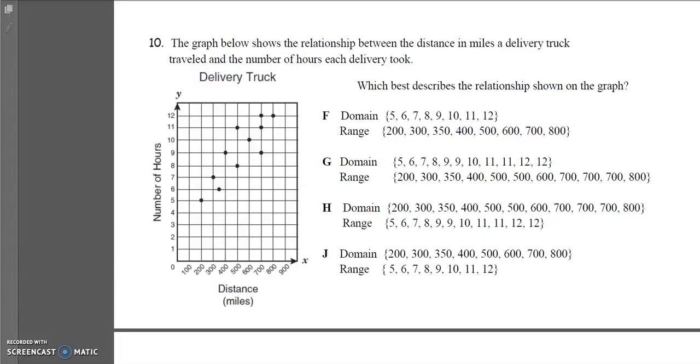Okay, number 10 says the graph below shows the relationship between the distance in miles a delivery truck traveled and the number of hours each delivery took. Which best describes the relationship shown on the graph? Okay, so if you look at our answer choices, we're talking about domain and range. Remember, domain will be our x values and range will be our y values.